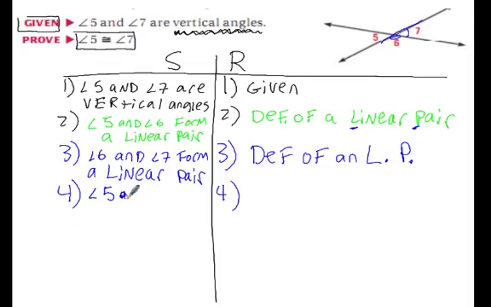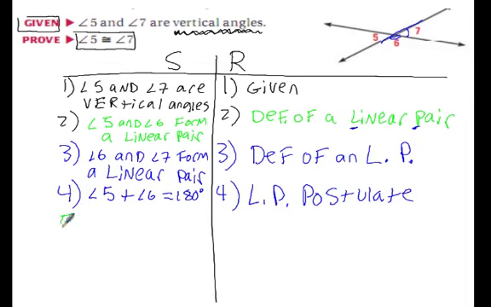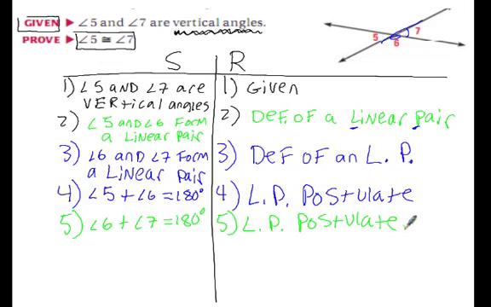So that means that we have angle 5 plus angle 6 is going to equal 180 degrees. That's the linear pair postulate. All right, we can do the same thing for part 5. We can say that 6 and 7 both add up to 180 degrees. That's the linear pair postulate again. So let's look at the next part.